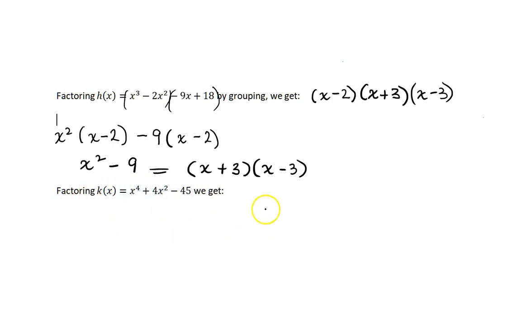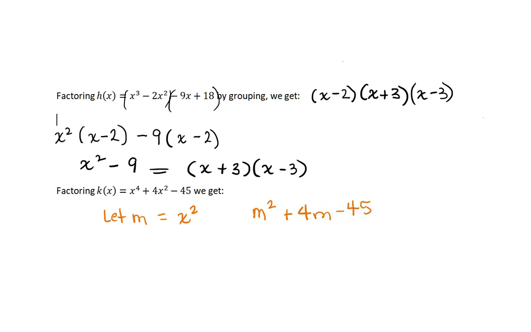Well, there's a trick here that we can use. I'm going to say let m equal x squared. When I do that, this becomes m squared. So I'm going to have m squared plus 4m minus 45.